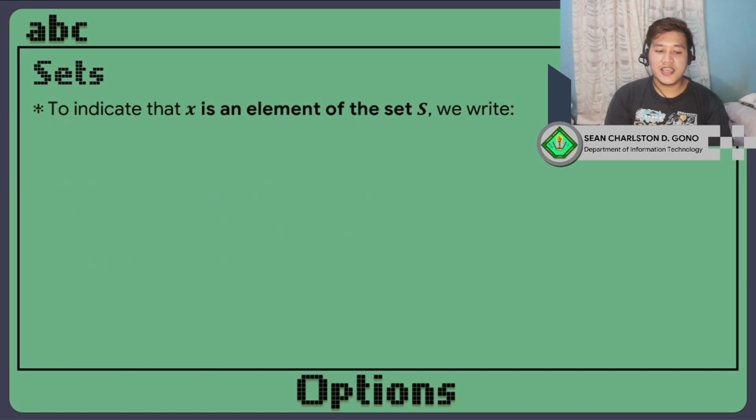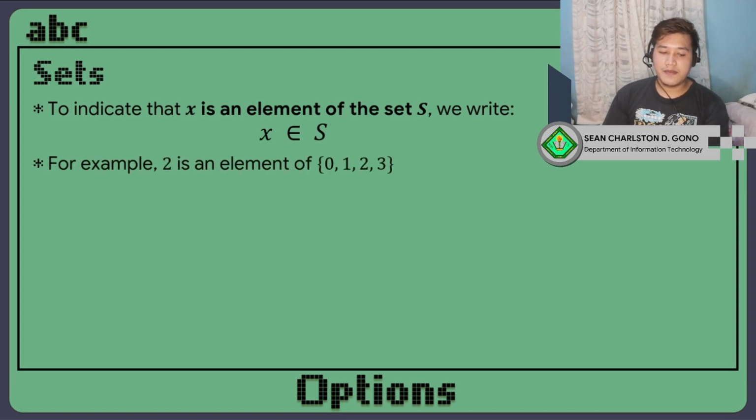So for us to indicate that x is an element of the set S, we write it like this. We will be using this symbol right here. This symbol means an element of. So how do we write this down with, let's say, a number? For example, 2 is an element of the set 0, 1, 2, 3. So we write it like this: 2 is an element of the set 0, 1, 2, and 3.